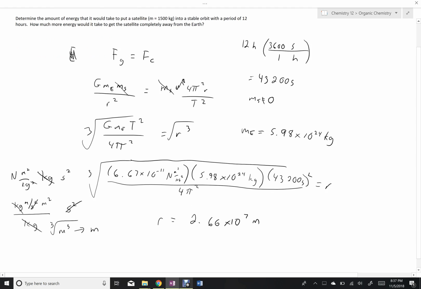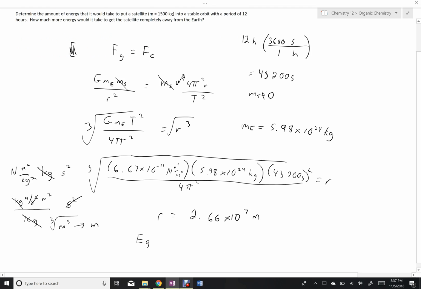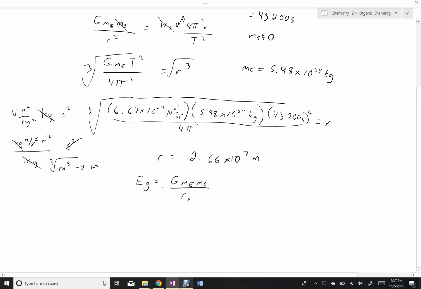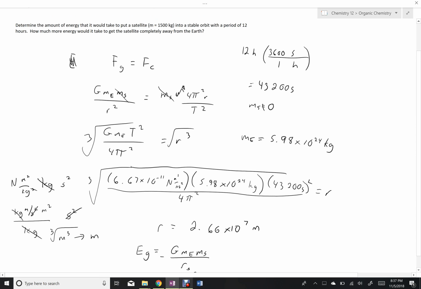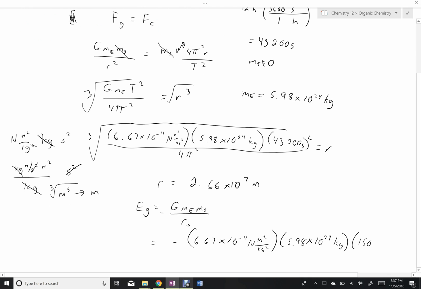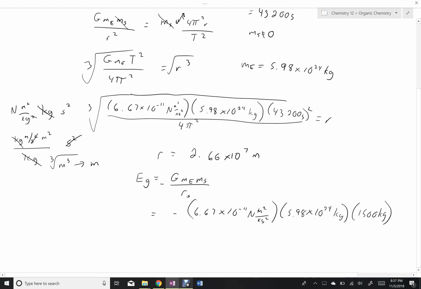Once I have that, getting the energies is pretty straightforward. I'm going to start by finding the gravitational potential energy, G times the mass of the Earth times the mass of the satellite, divided by the radius of the satellite, and make that negative. And so I can put all my values in here: 6.67 times 10 to the negative 11 newton meters squared per kilogram squared, mass of the Earth 5.98 times 10 to the 24 kilograms, mass of the satellite, I think I made it 1,500. Yeah, 1,500 kilograms, divided by the radius of the orbit, which is 2.66 times 10 to the 7 meters. So I'll just plug all this in here.